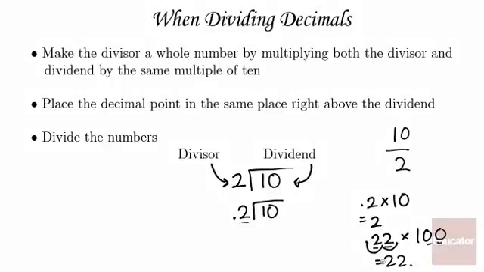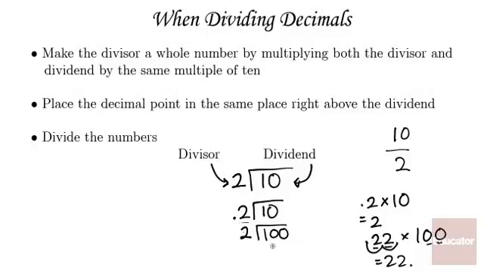So we'll do a few examples of those. For this one, I have to change the divisor to a whole number. I have to multiply 0.2 by 10, but that means I have to multiply the dividend by 10 also. I can't just multiply one of these numbers by 10. So 0.2 times 10 becomes 2, and 10 times 10 is 100. So this becomes 2, and this becomes 100. And this will be the actual problem.